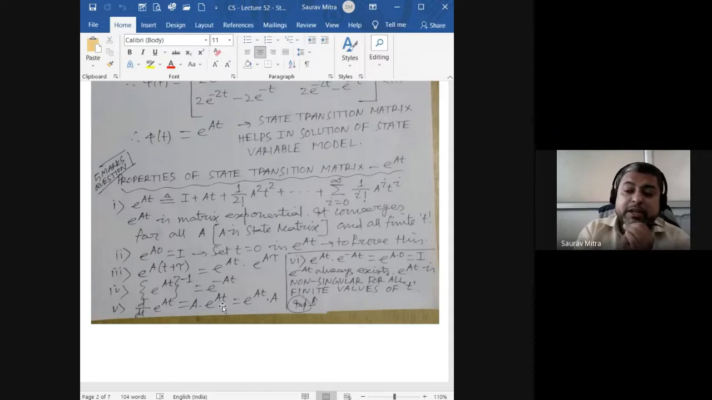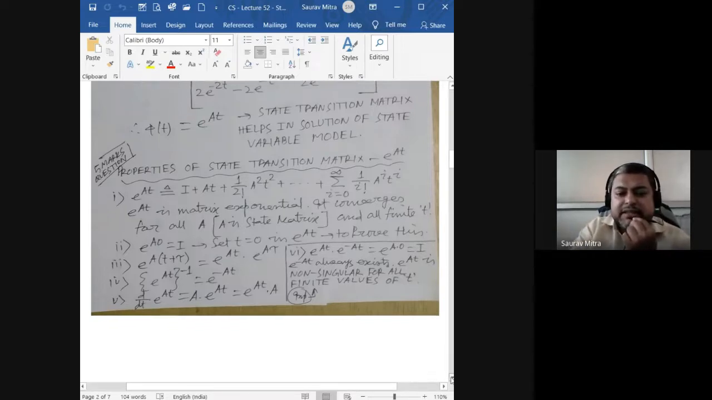What is meant by non-singular? Non-singular means determinant is not 0. Okay, so singular means determinant is 0. Determinant of that matrix is 0. Non-singular means determinant is not 0. So e raised to At is non-singular for all finite values of t. So these are the properties I have put together.